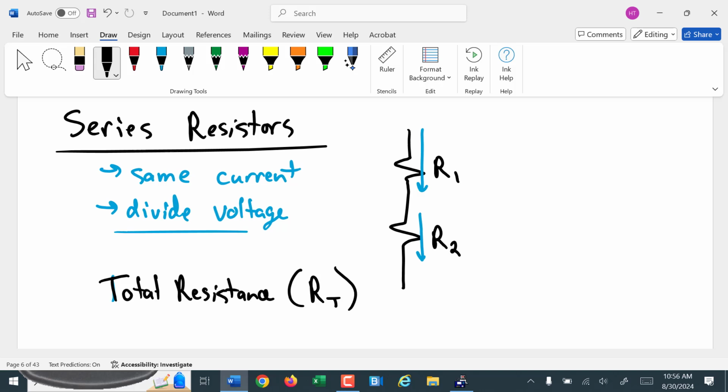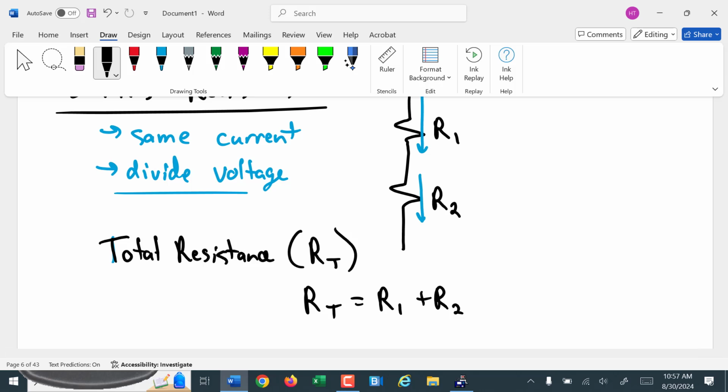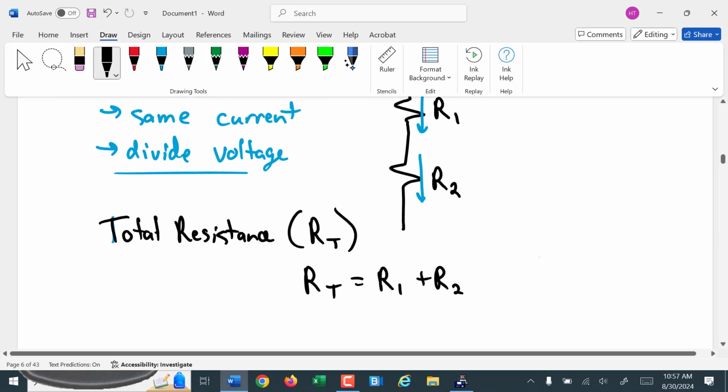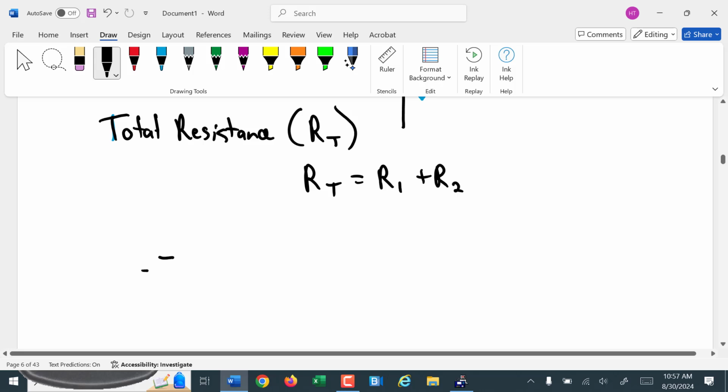So if our total resistance is labeled R sub t, and the first resistor is R sub 1, second resistor is R sub 2. I'm just going to say R1, R2, and RT. The total resistance equals R1 plus R2.